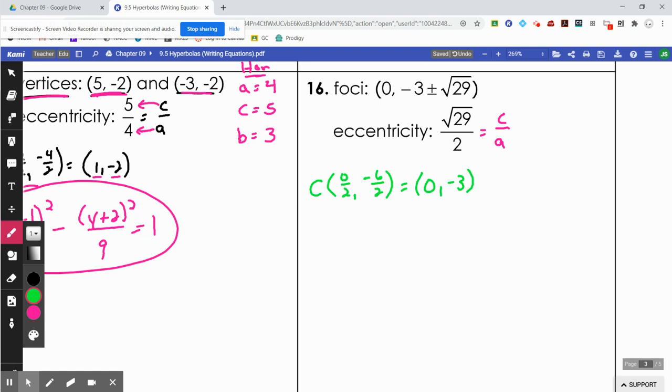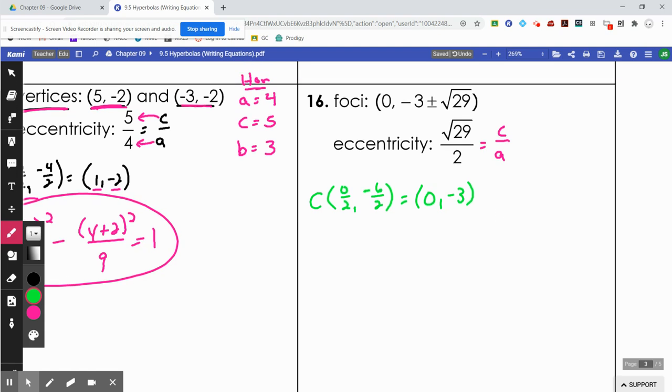Also, let's take that same foci and determine whether this is going to be a horizontal or vertical hyperbola. The foci lie on the transverse axis. So if the foci are horizontal, the whole hyperbola is horizontal. If the foci are vertical, then the whole hyperbola is vertical. So 0, negative 3 plus root 29 and 0, negative 3 minus root 29 are vertical of each other. So this is going to be a vertical hyperbola. That means y is going to be listed first.